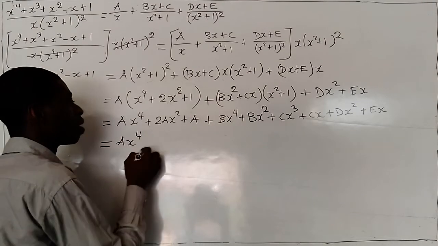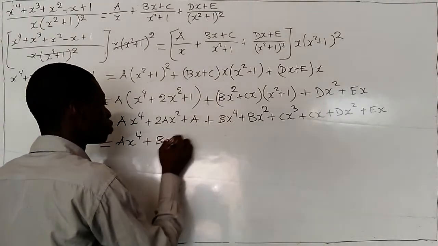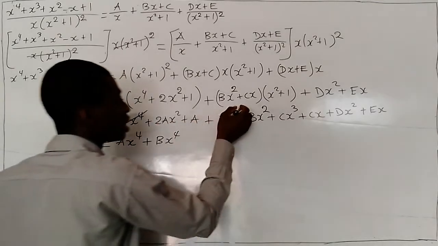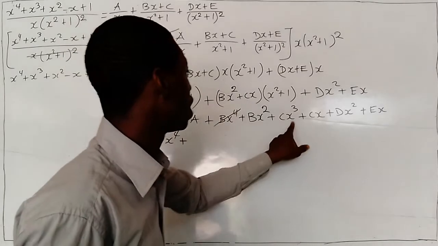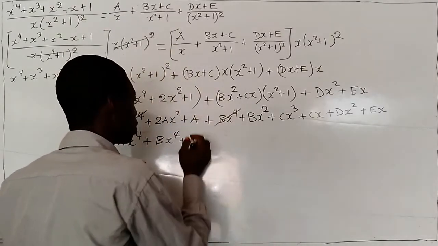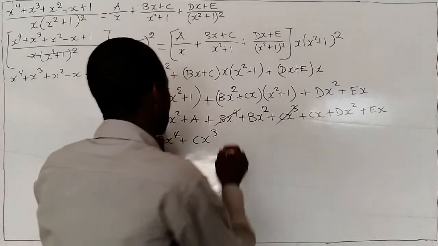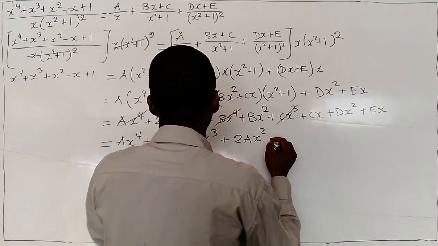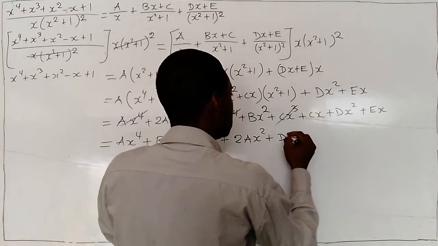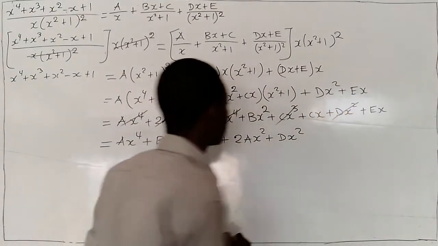That's ax raised to the power 4 plus bx raised to the power 4. All the terms that have x raised to the power 4 have gone. Then plus, we have only this one that has x raised to the power 3 plus cx raised to the power 3, so it has gone. Then plus 2ax squared, then plus dx squared.